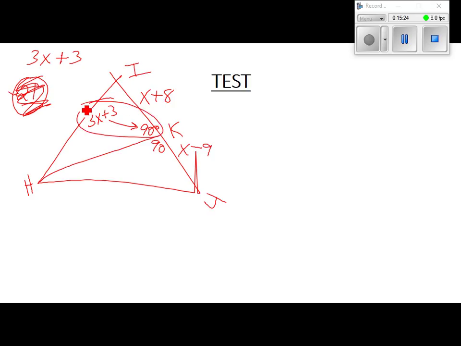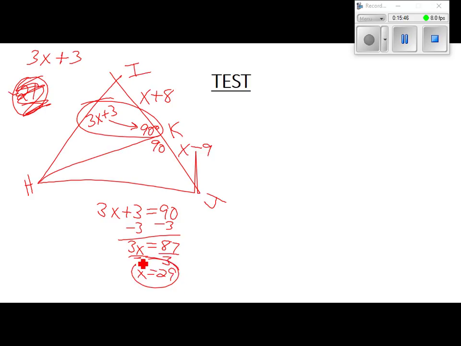Go ahead, Harry, tell me again. 3x plus 3 should equal 90. You need to know that that was an altitude that formed a right angle there, so that angle had to be 90. Somebody divide that for me so that I can figure out what x is here. X is 29. Anybody else get that?